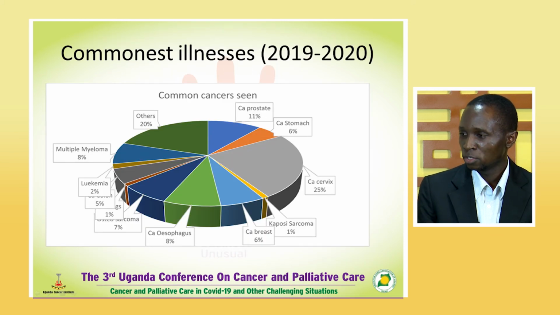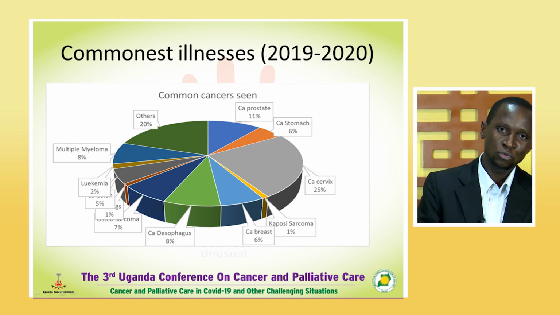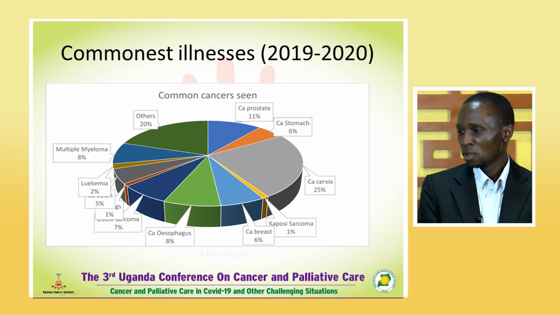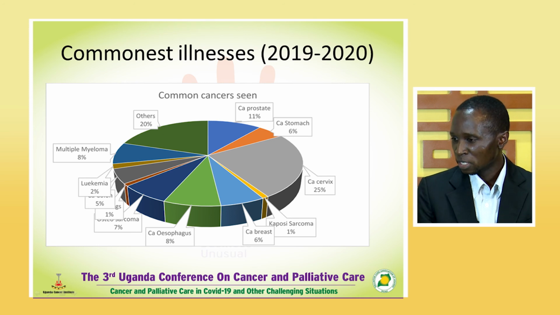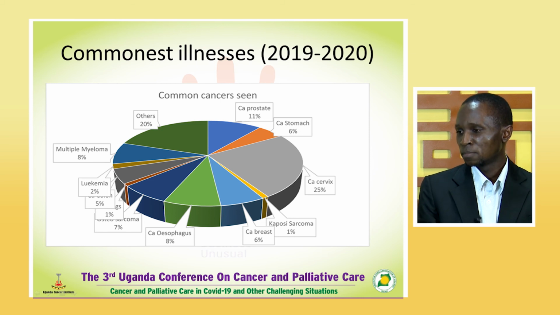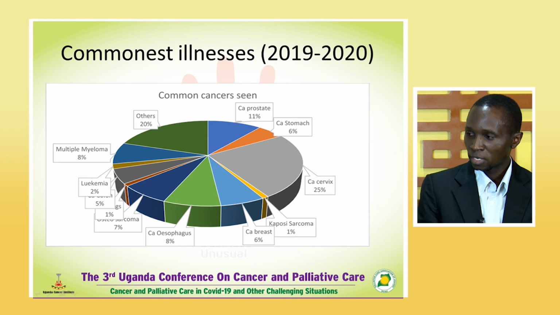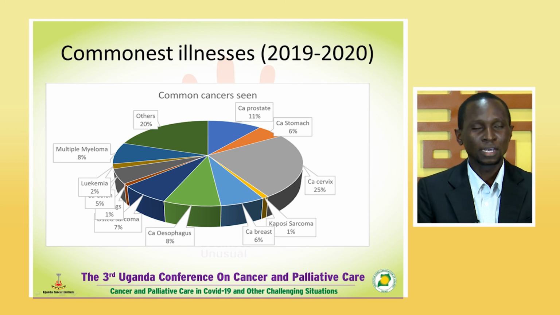The slide here with me shows the commonest illnesses that we have been attending to at the palliative care unit in Fort Portal Referral Hospital. The commonest are cancers. We have many other illnesses, including sickle cell disease, but almost 70% of the patients that we see at Fort Portal Referral Hospital palliative care unit are cancer patients. Now, what does that mean to me? It means that the cancer burden is on the rise in the region, and I believe that this data also reflects what might be happening in other referral hospitals.